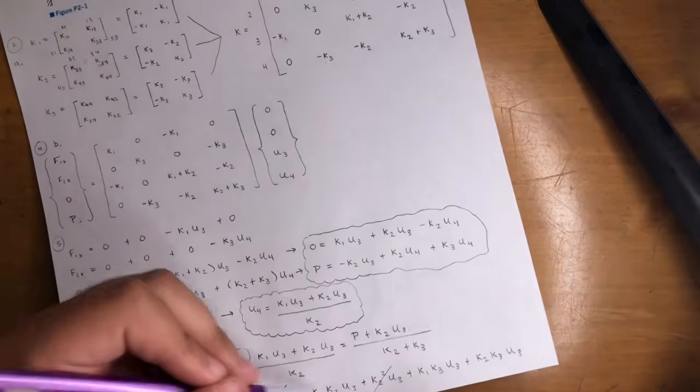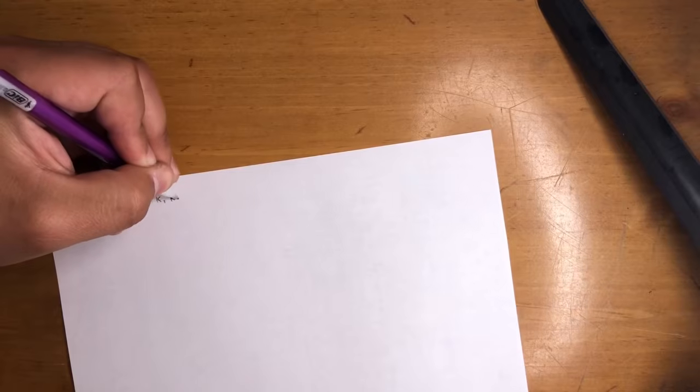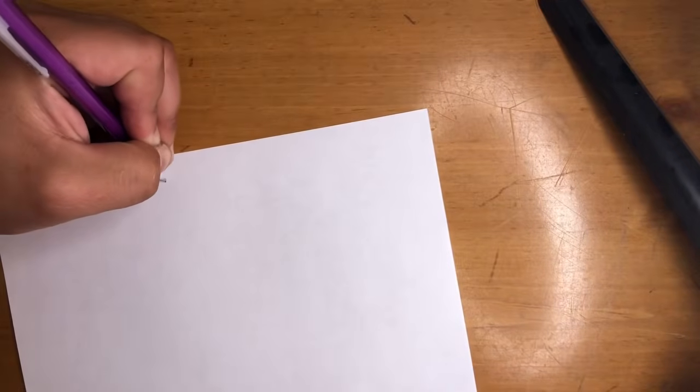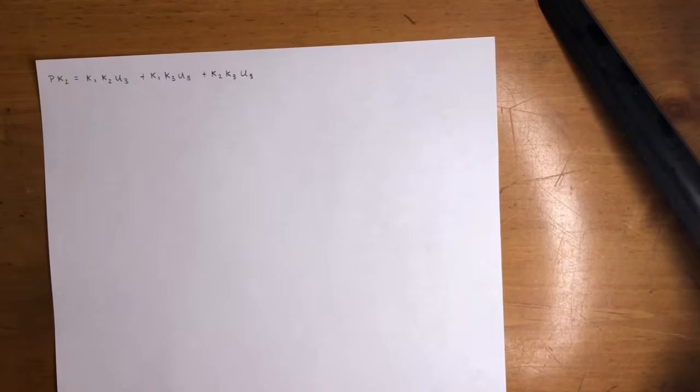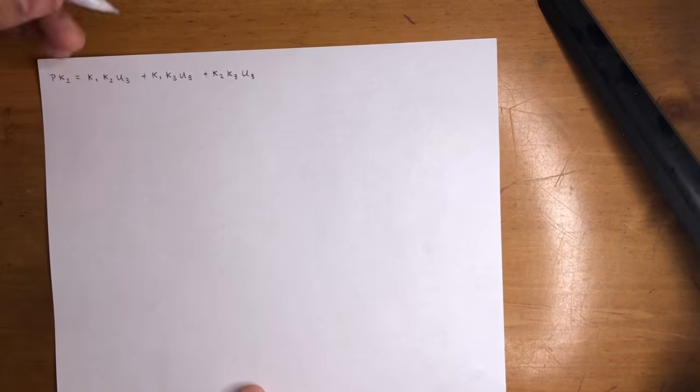They canceled out. So we have K1 K2 U3, K1 K2 U3. Double check this, I'm not showing you right. K1 K3 U3, plus K2 K3 U3. Cool, so that's where we're at now. We could factor out the U3 from the top right here.